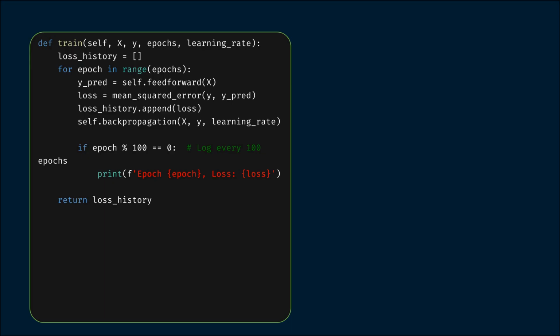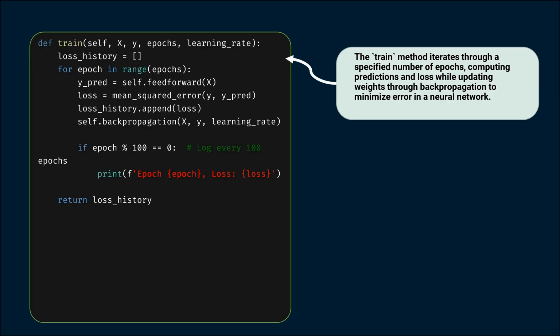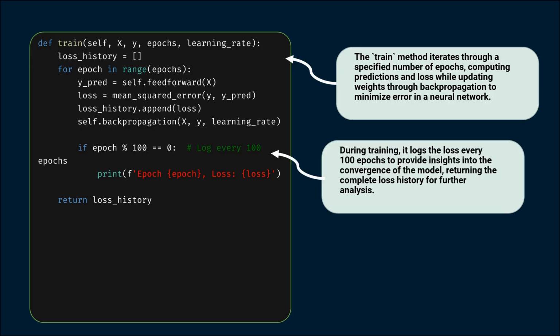Now, let's dive into implementing the training method for our neural network, allowing it to learn and adapt over multiple epochs. We'll kick things off by initializing an empty list called loss history. This is where we're going to track the loss at each training epoch, and it's super important for our analysis later on. As we work through the specified number of epochs, the network is going to generate predictions using the feedforward method. Now, at this point, we'll compute the error using the mean squared error function. This will help us understand how well our model's predictions are matching up with the true labels.